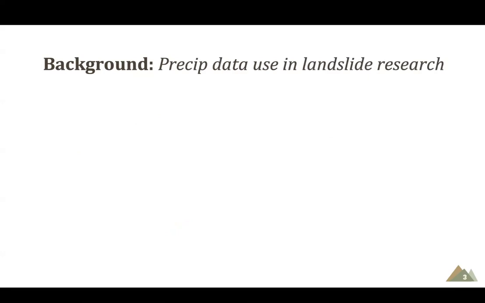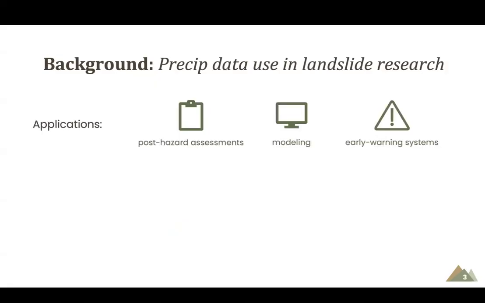Which means landslide researchers need precipitation data, and they use that precipitation data in a lot of different applications. These include things like post-hazard assessments, so trying to understand or characterize an event after it's occurred. Precipitation data is a really important input into hydrological modeling studies. And it's also used to develop early warning systems that are used to try to predict when and where landslides might occur and keep communities safer.